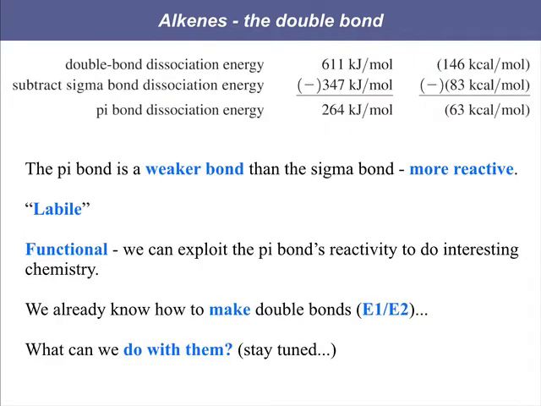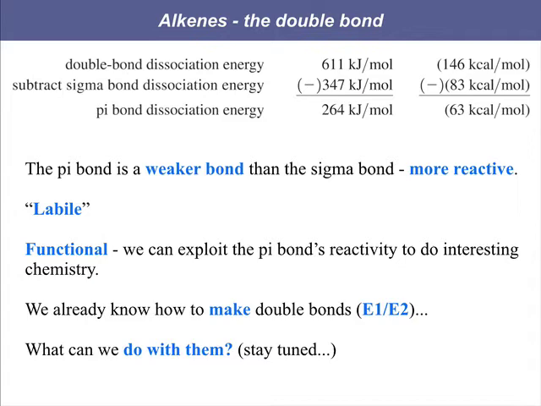Let's look at the double bond really quick. The dissociation energy of a double bond, meaning the amount of energy that you have to put into a molecule to break its double bond, is 611 kilojoules per mole. We know that the single bond, the sigma bond, dissociation energy is about 347 kilojoules per mole, which means that if you subtract off the sigma bond energy from the overall double bond energy, you are left with the pi bond dissociation energy, which is 264 kilojoules per mole.